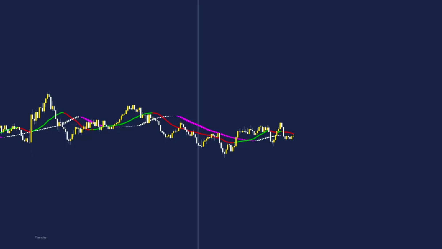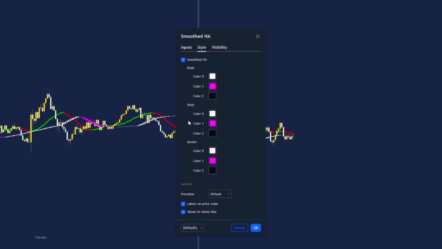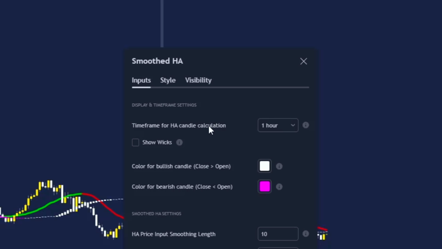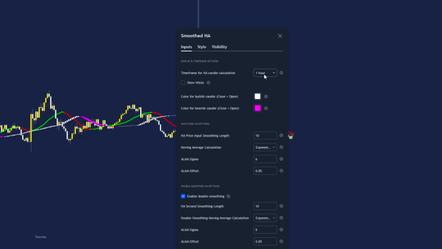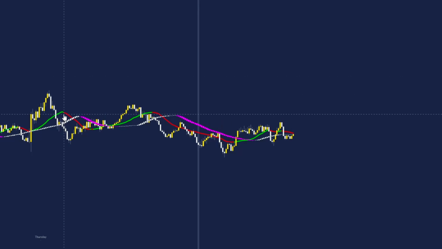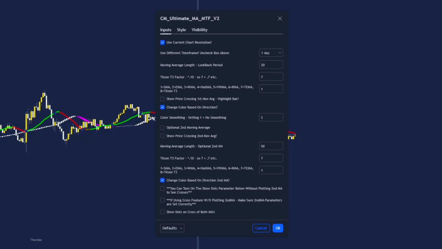We're going to change some settings on both of these two indicators. First, click on the Heiken Ashi. And in the input section, we're going to change the time frame for the HA candle calculation to the 1 hour chart. We'll be taking our entries on the 5-minute chart, but this Heiken Ashi indicator will give us a smooth view of the higher time frame market. And then finally, click on the CM Ultimate indicator and just make sure that all of the settings on the input section are the exact same as mine.